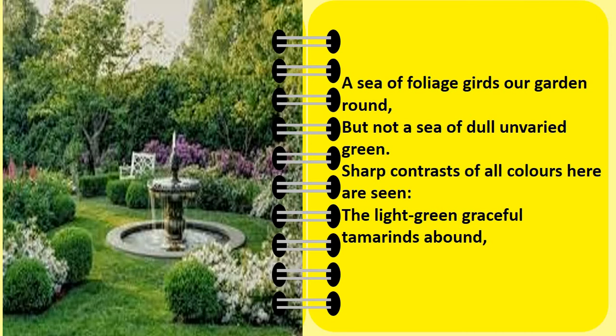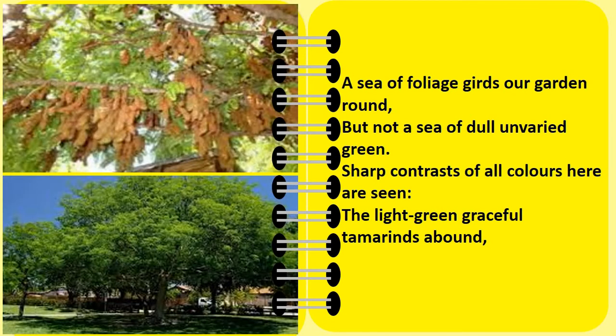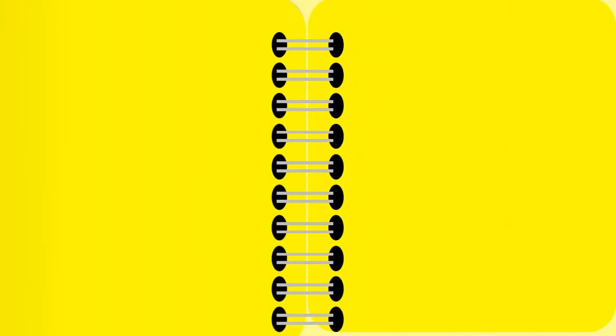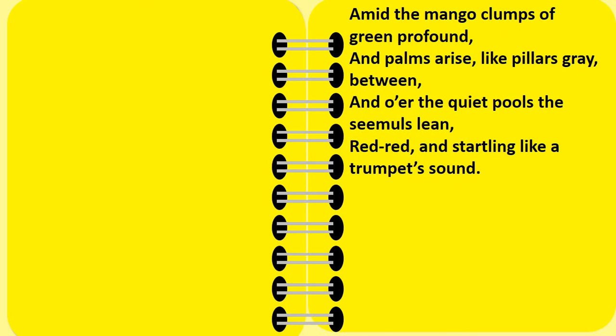The light green graceful tamarinds abound. See here, these are tamarinds. Tamarind leaves are this light green color here. So one example is, she gives tamarind trees. Next we'll see what else she mentions.